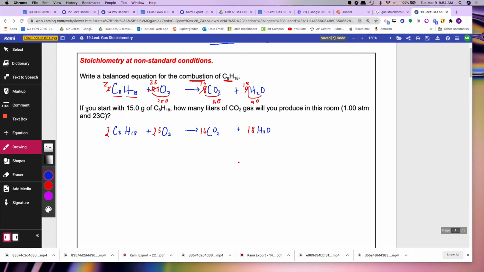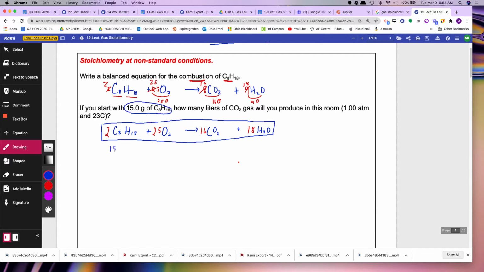Now I'm going to read the problem. If you start with 15 grams of C8H18, I'm going to put a box around here just to organize my data. So you will put the givens underneath where they belong. So you have 15.0 grams of C8H18. How many liters of CO2 gas will you produce in this room? This is what you're looking for, question mark, liters. And this room is 1 ATM and at 23 degrees Celsius.